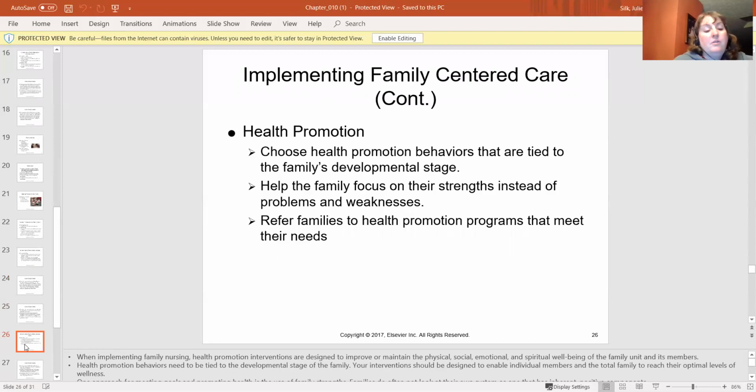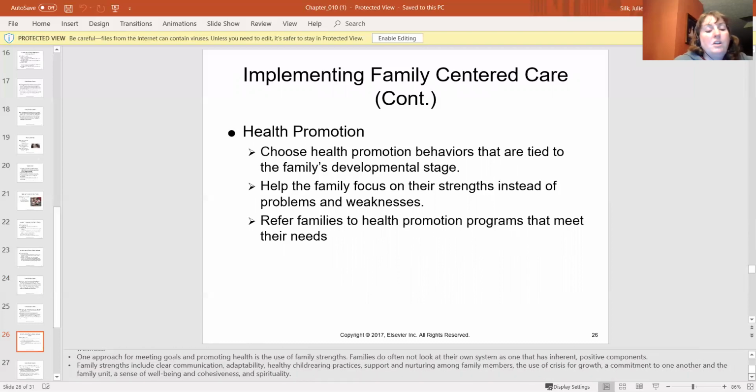When implementing, family health promotion interventions are designed to improve or maintain the physical, social, emotional, and spiritual well-being of the family unit and its members. Health promotion behaviors need to be tied to the developmental stages of the family. Your intervention should be designed to enable individual members and the total family to reach their optimal levels of wellness.